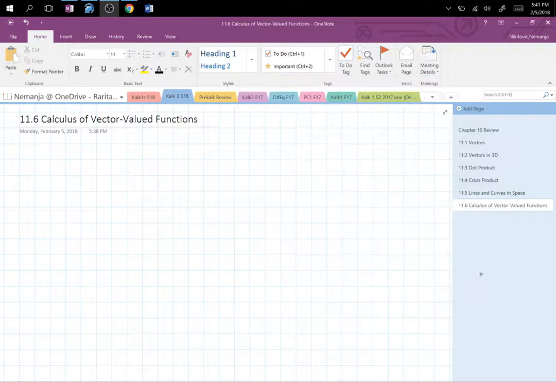Hello and welcome back to Calculus 3. We are going to continue our exploration of vector-valued functions, and now we're going to do calculus of vector-valued functions. So vector-valued functions, what do they do? They give us curves and lines in three-dimensional space. So now we can do calculus with those, and calculus consists of limits, derivatives, and integrals.